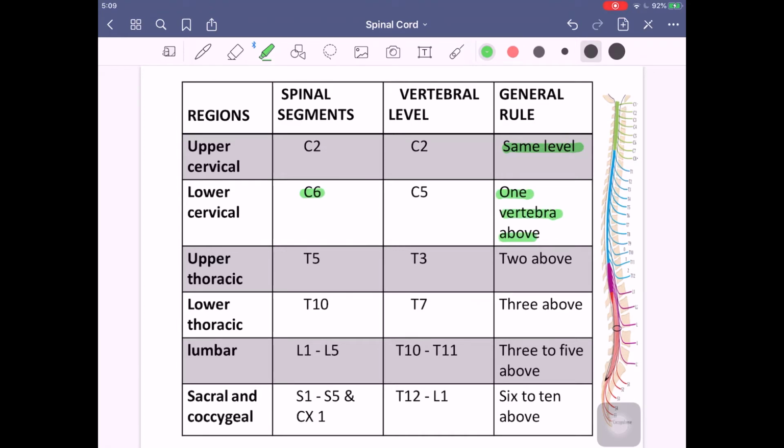But from C6 spinal segment, one vertebra we have to add, it is one vertebra above, and in your upper thoracic, that is from T1 to T5, there are 2 vertebrae above, in lower it is 3 vertebrae above, and in lumbar it is 3 to 5 vertebrae above, and sacral and coccygeal it is 6 to 10. That is the reason the spinal cord is ending at your L1 vertebra. So this gives us a fair idea.